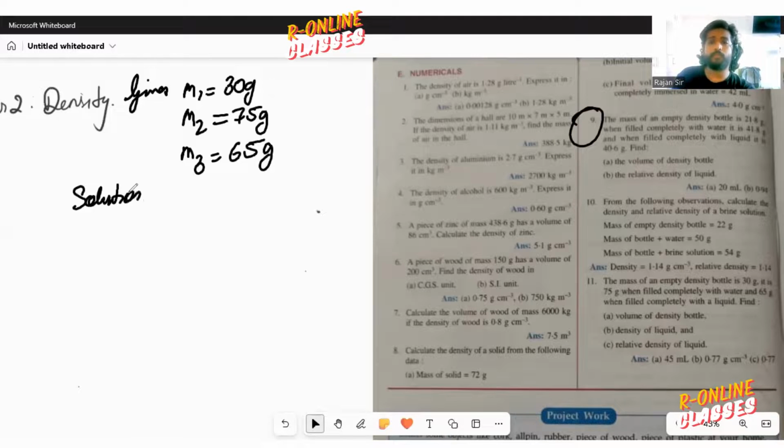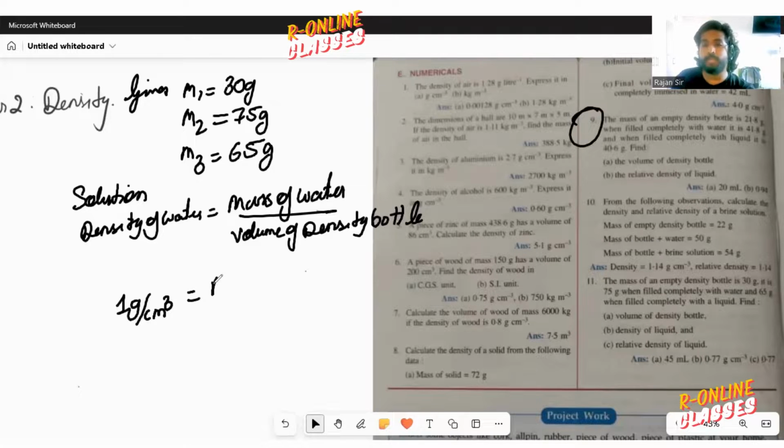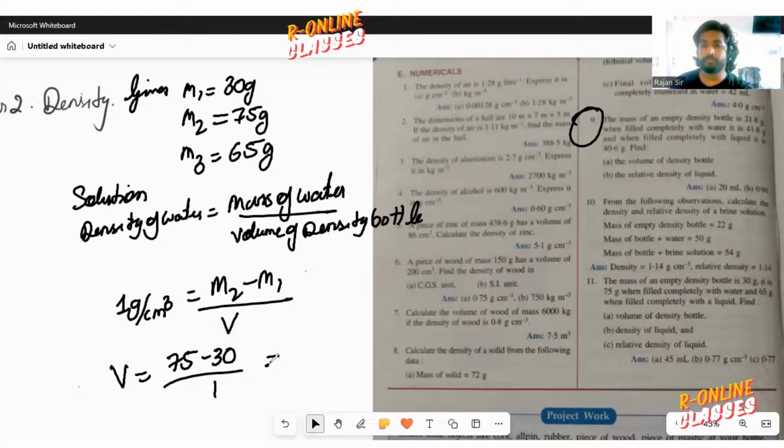Solution. Okay, so we have the density of water is equal to the mass of water upon the volume of the density bottle. This we already know, 1 gram per centimeter cube. The mass of water will be M2 minus M1 upon volume. This is what we have to find. So let's write it as V. So take the V part here. We have 75 minus 30 upon 1. So we got 45.